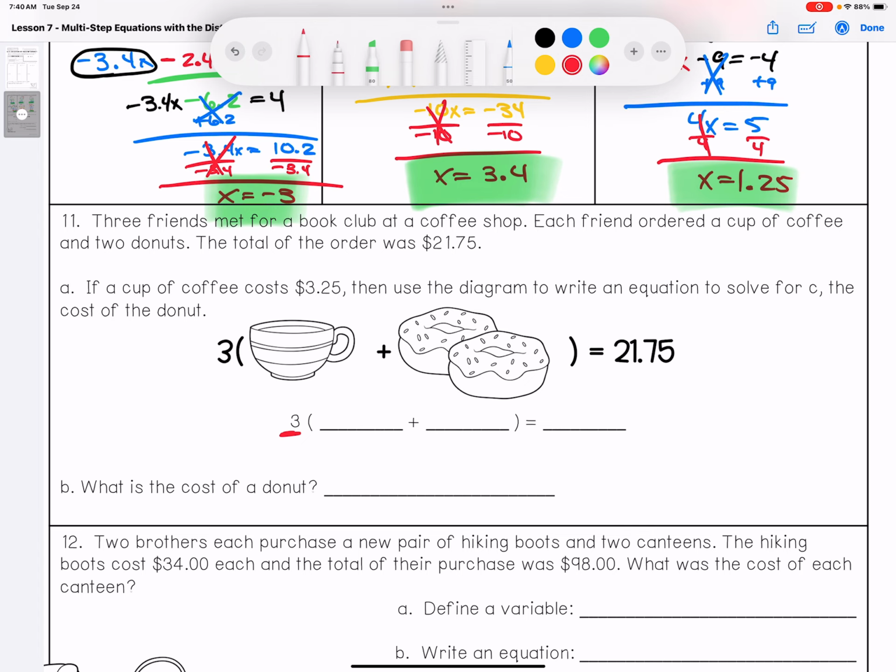If a cup of coffee costs $3.25, so there's the coffee right there. So $3.25 plus what? What's the next diagram right there? That is 2 what? 2 donuts, which we could put 2X or 2D. Let's put 2D for donuts. And then lastly, they give us the second part, which is $21.75.